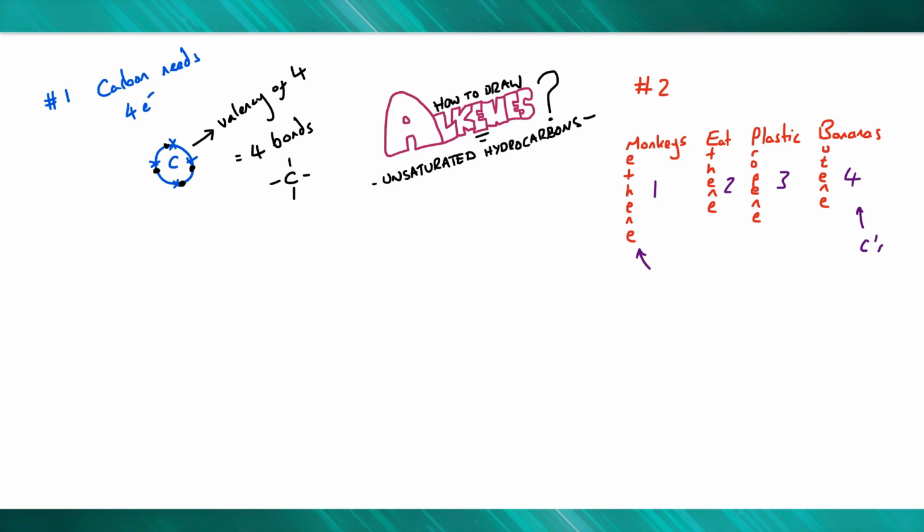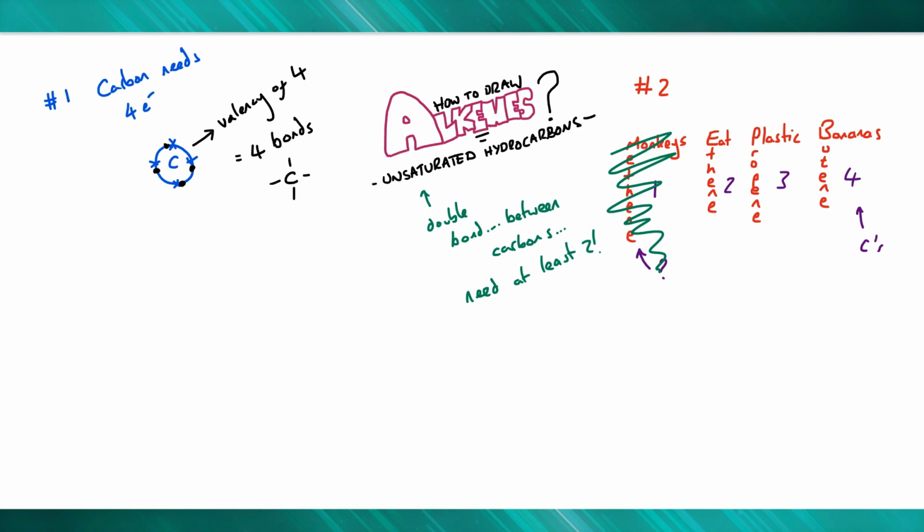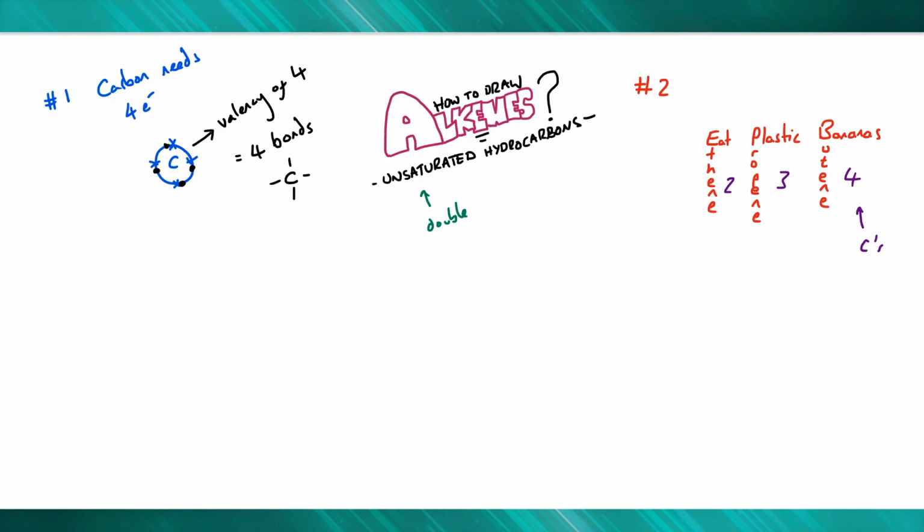However, there is a bit of an issue. Methane, if we go back to our definition, unsaturated means a double bond. If we extend that a little bit further, it's a double bond between carbon atoms. So you need to have at least 2. Therefore, methane does not exist. There is no alkene with 1 carbon atom. So we get rid of that and we start from number 2.